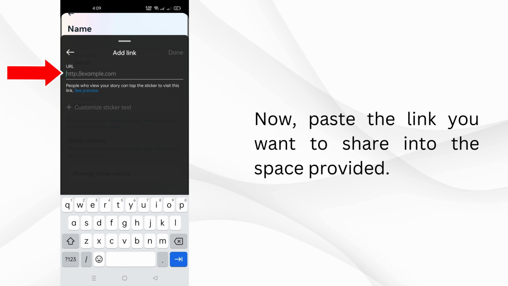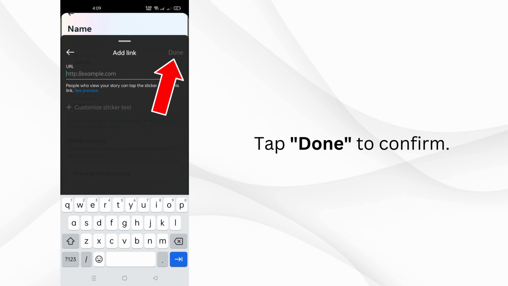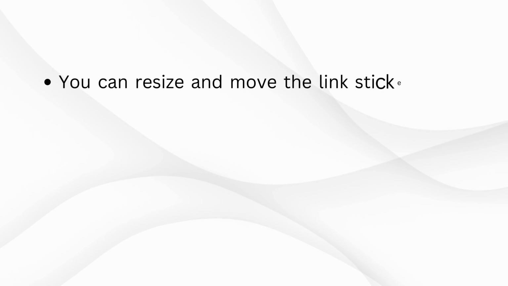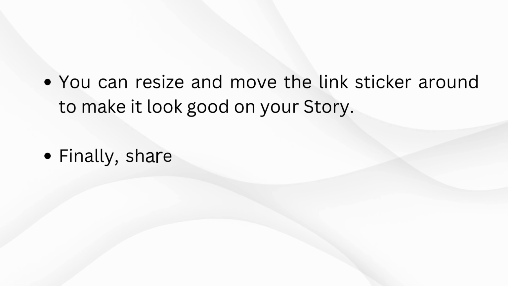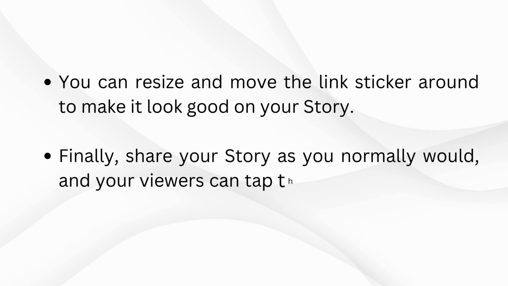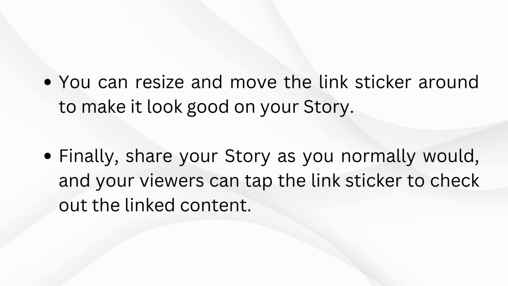Now, paste the link you want to share into the space provided. Tap Done to confirm. You can resize and move the link sticker around to make it look good on your story. Finally, share your story as you normally would, and your viewers can tap the link sticker to check out the linked content. And there you have it.